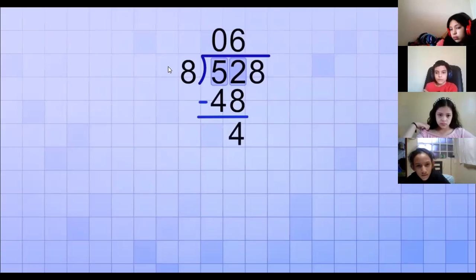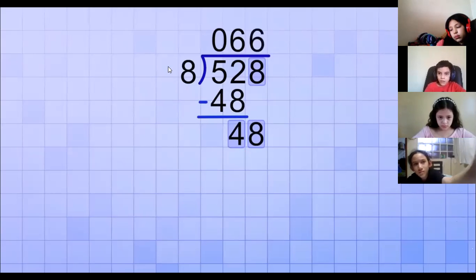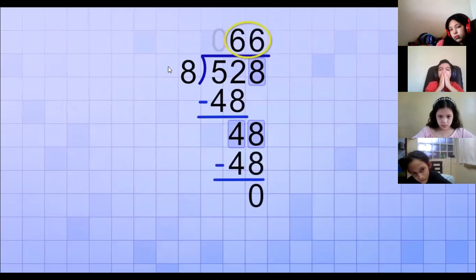Now we only have one digit left to divide, so we bring down a copy of it to combine with the remainder and ask how many 8s will make 48. We know the answer to that is 6 also. 6 times 8 is 48, which leaves no remainder. There, our answer is 66.